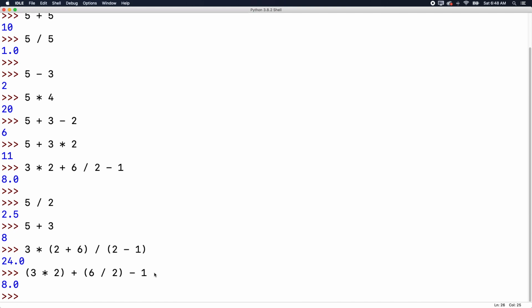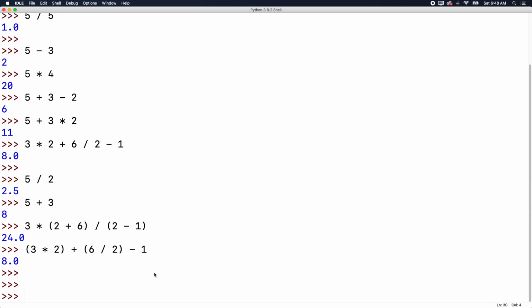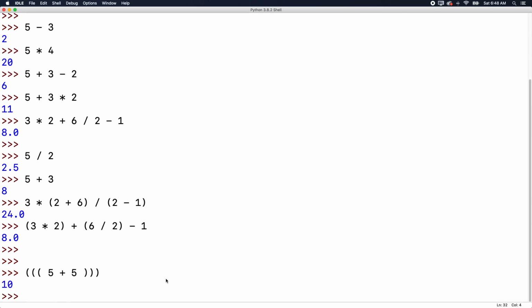So those are the two primary benefits of parentheses. One, they force certain operations to happen first, and two, they can add clarity to our application even if they don't change anything. You can use parentheses anytime, and you can even go a little extreme. I'm not saying you should do this, but you can put parentheses inside of parentheses and it's totally okay. So I can put 5 plus 5 inside of 3 sets of parentheses and we still get 10.